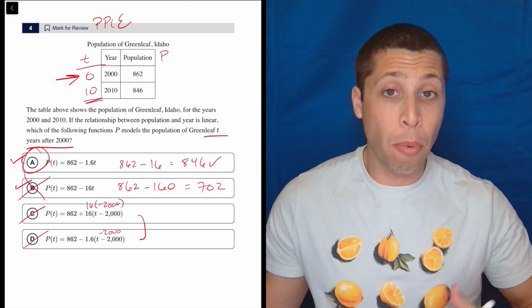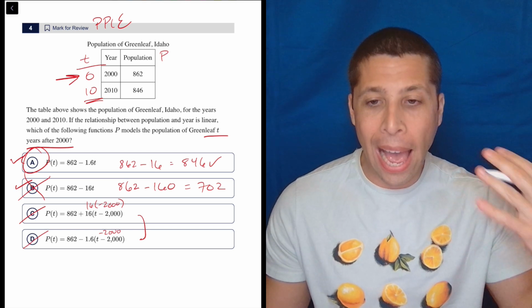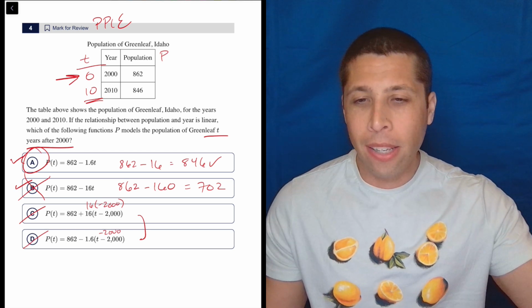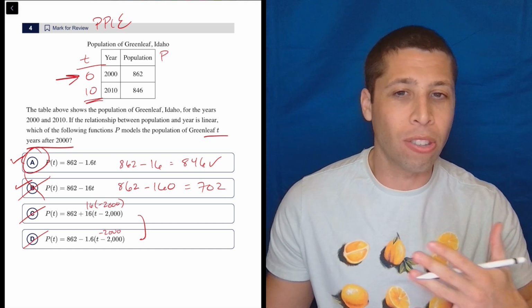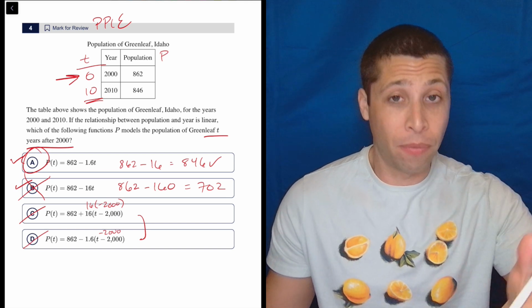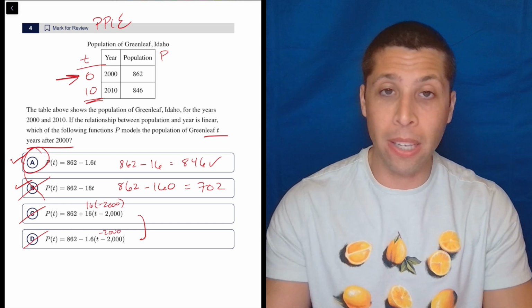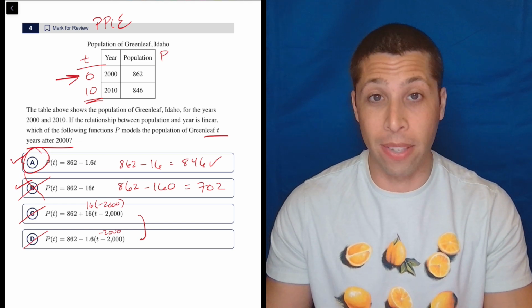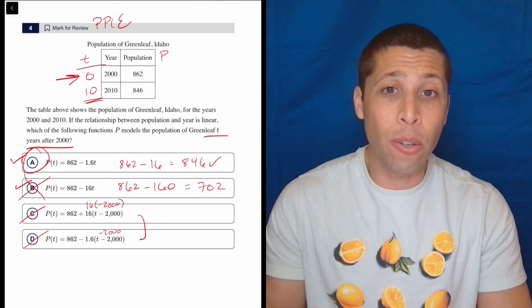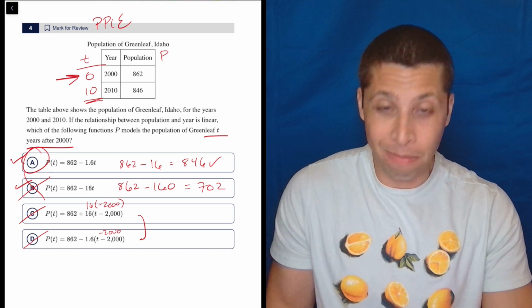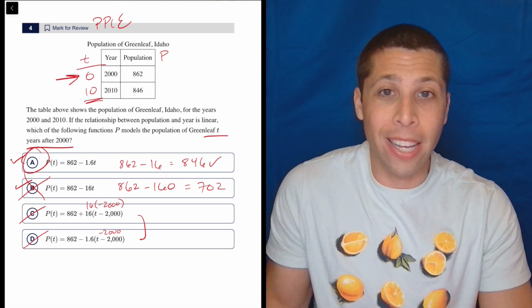And plenty of people will pick B here because somehow you kind of do this wrong. I don't know if you're finding the slope wrong or what's up, but feel free to comment whatever your mistake was. But a lot of people pick B here because they somehow just lose track of the 10. And that's so easy to avoid. Just put it in, right? Just plug it in. You don't have to deal with the slope.